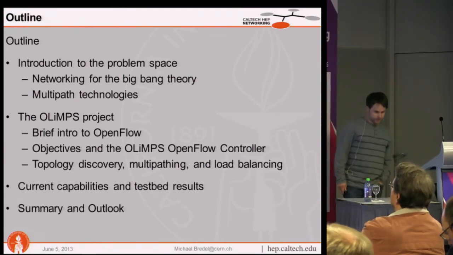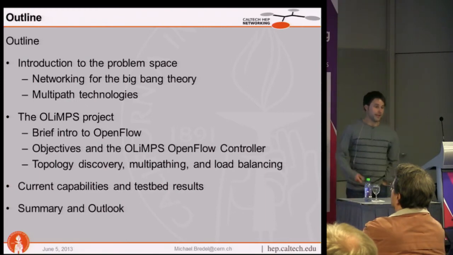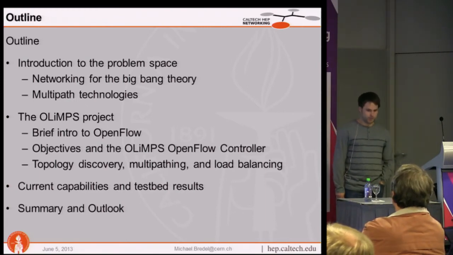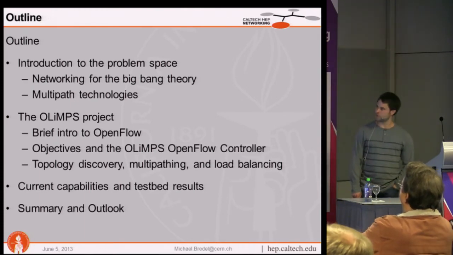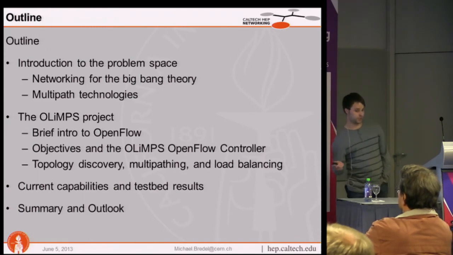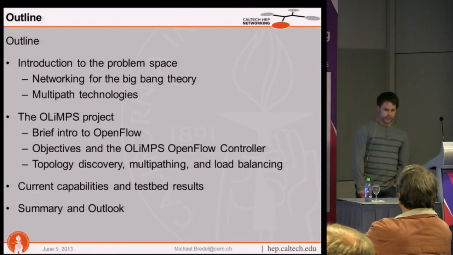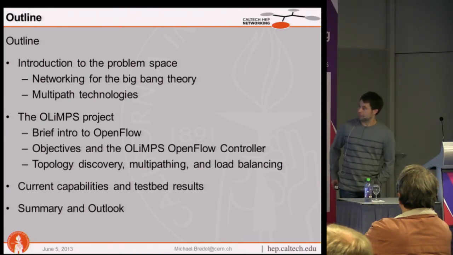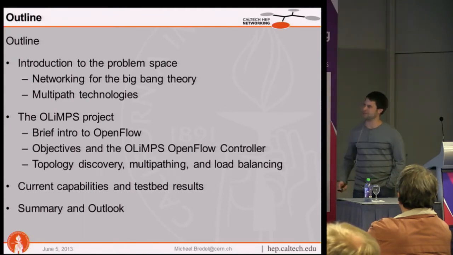So a short outline to the talk. I will give an introduction into the problems we are dealing with in networking for the Big Bang Theory at CERN, and multipath technologies, Ronald already mentioned some. Then I will talk about the actual OLIMS project, OpenFlow link layer multipath switching. I will give a short introduction into SDN and OpenFlow, the objectives, and the OLIMS controller. And then I will talk about our current capabilities and the testbed results, and summary and outlook.